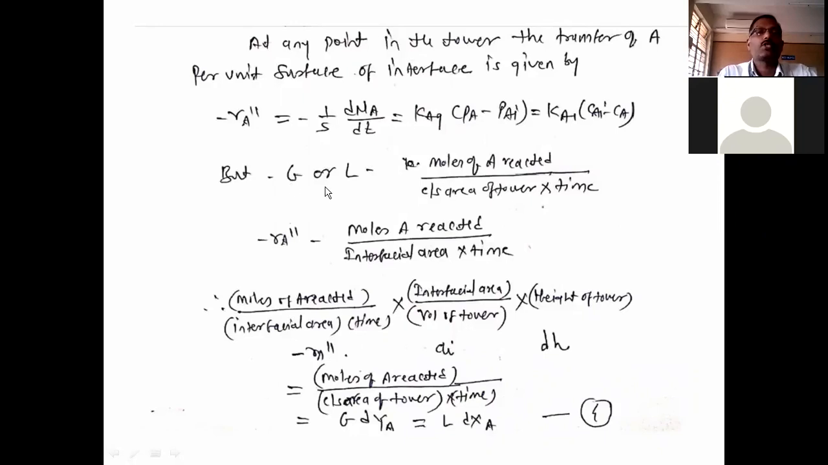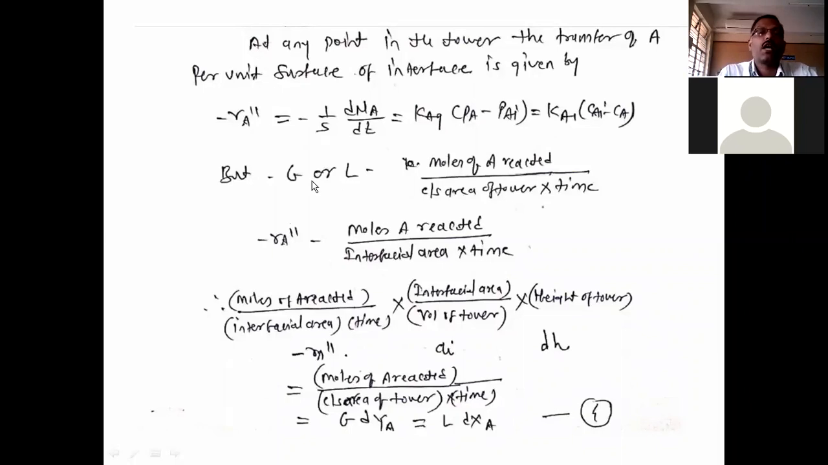So what is G or L? This is the moles of A reacted per unit cross-section area of the tower per unit time, that is, the molar flow rate. What is Ra? Ra is the rate, the moles of A reacted per unit interfacial area per unit time.